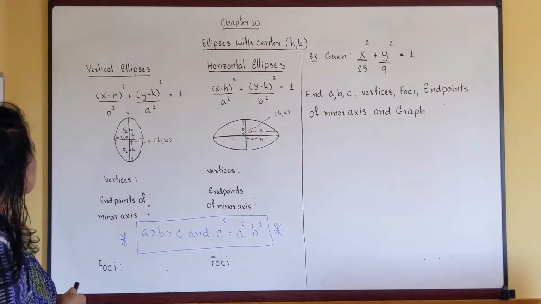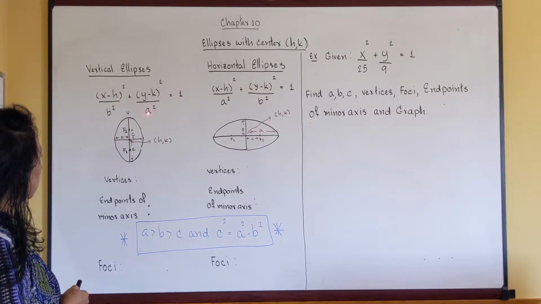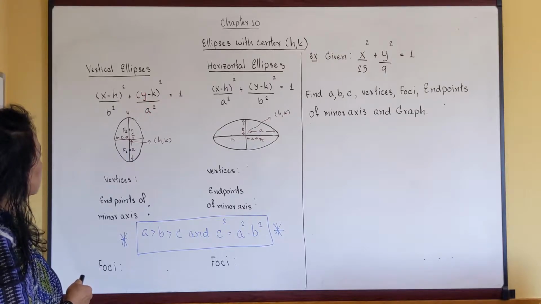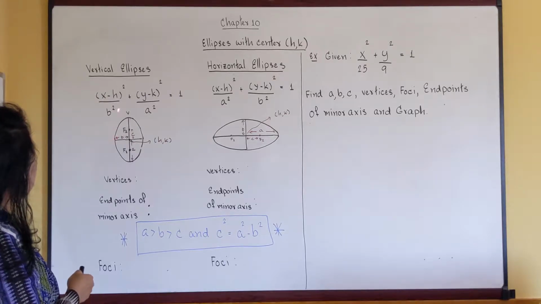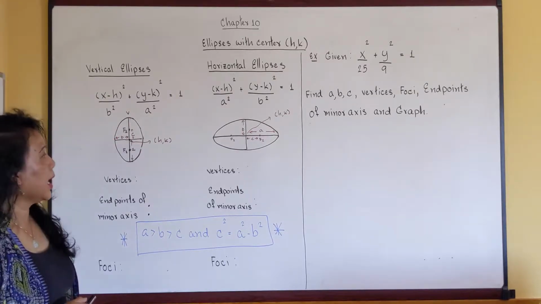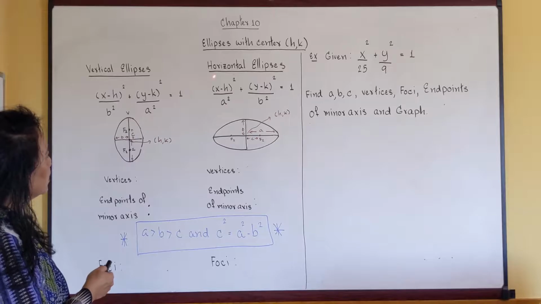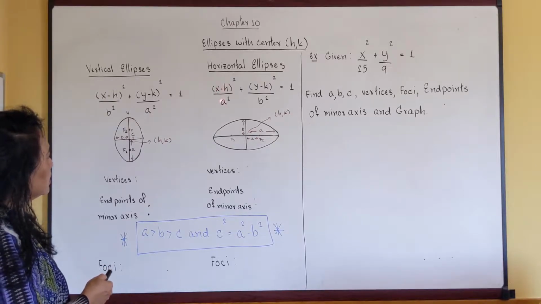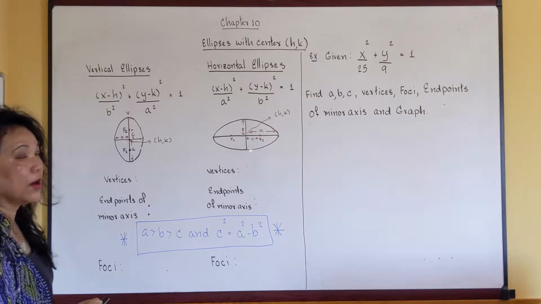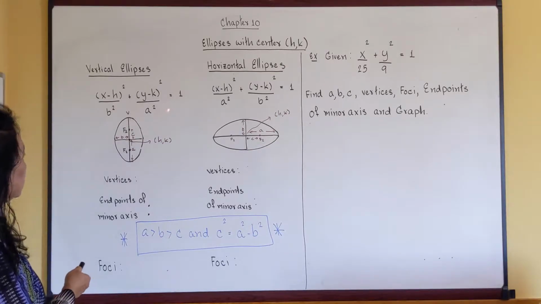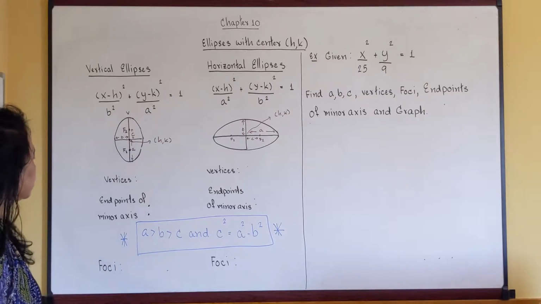The only difference is if you have an A with the Y, it means the longest side is on the vertical side, so you're going to have a vertical ellipse. And if the A is with the X, which means the longest side is on the horizontal, on the x-axis, then you're going to have a horizontal ellipse. And both of them should be set equal to 1.